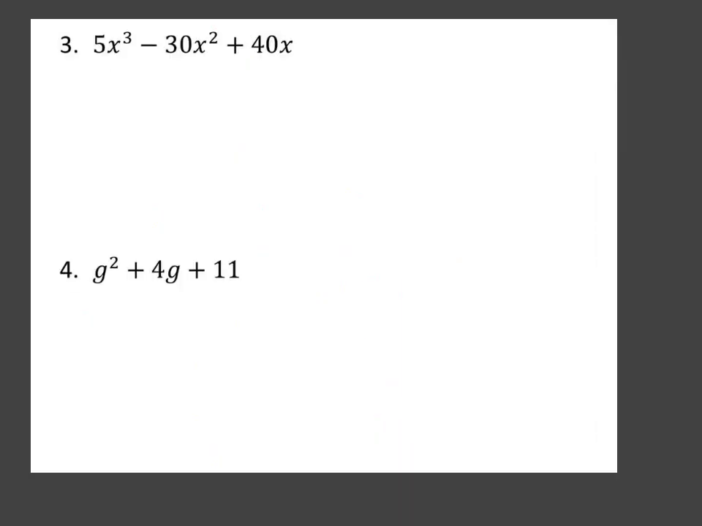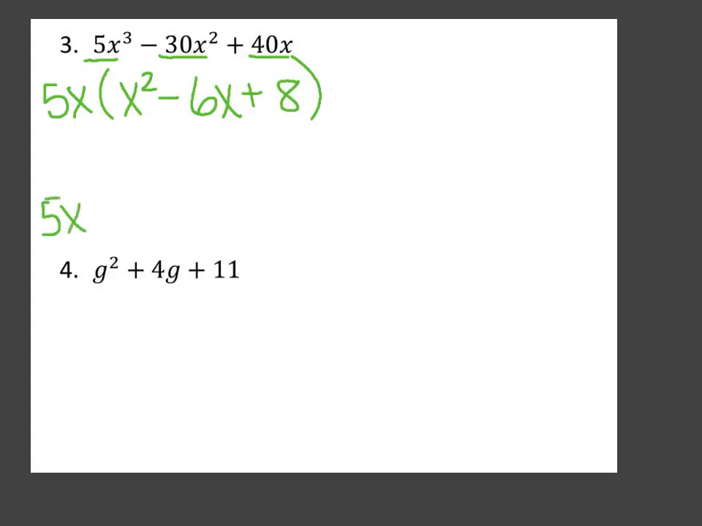Number 3. I'm not going to go all the way through the steps quite as slow as I went through the last ones, but I should always think about GCF first. So looking at these three terms, they all have the number 5 in common, as well as they all have an x in common. So 5x is going to be my GCF, which would leave me with x squared minus 6x plus 8.